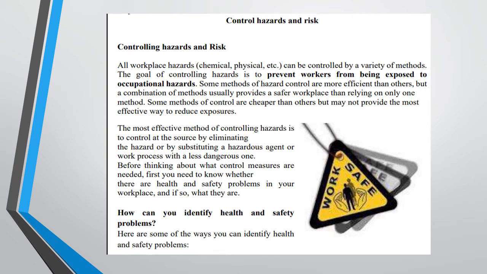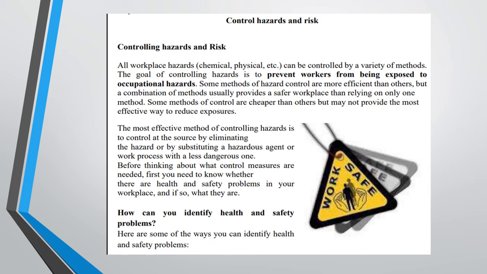Controlling hazard and risk. All workplace hazards, chemical, physical, or otherwise, can be controlled by a variety of methods. The goal of controlling hazards is to prevent workers from being exposed to occupational hazards. Some methods of hazard control are more efficient than others, but a combination of methods usually provides a safer workplace than relying on only one method. Some methods of control are cheaper than others but may not provide the most effective way to reduce exposure. The most effective method of controlling hazards is to control at the source by eliminating the hazard or substituting a hazardous agent or work process with a less dangerous one.